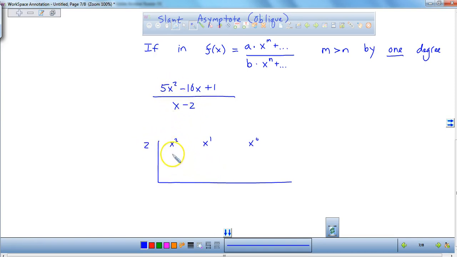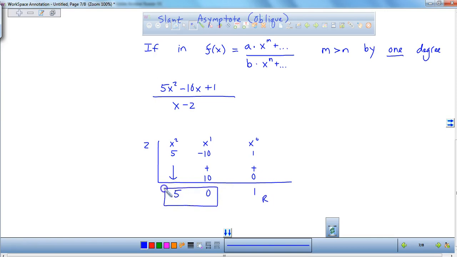How many x squareds do I have? A total of 5. I have negative 10 x to the power of 1s. And I have 1 constant. And then we just work our way through. Ready? Bring down the 5. Just remember, if it says x minus 2, you have to plug in a positive 2. 2 times 5 is 10. Add them together, you get 0. 2 times 0 is 0. Plus 1 is 1. We have a remainder of 1. In this particular situation, you don't have to worry about the remainder.